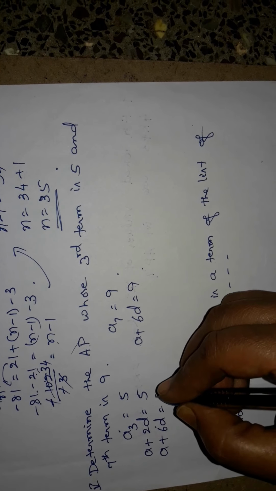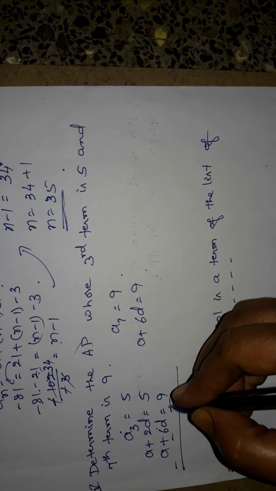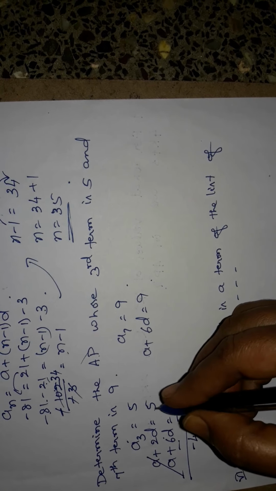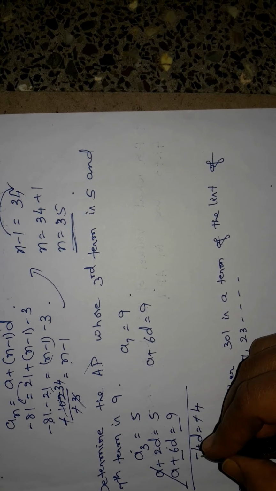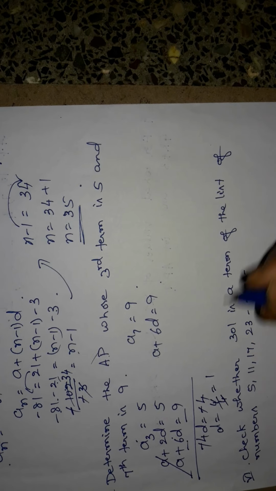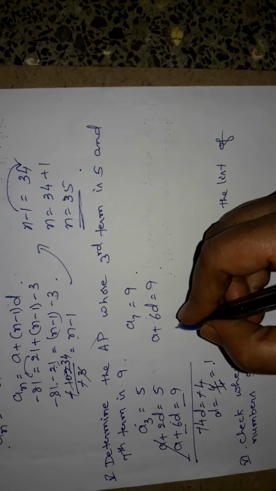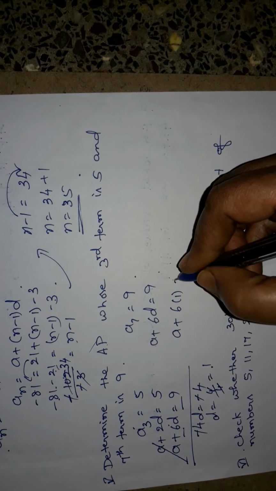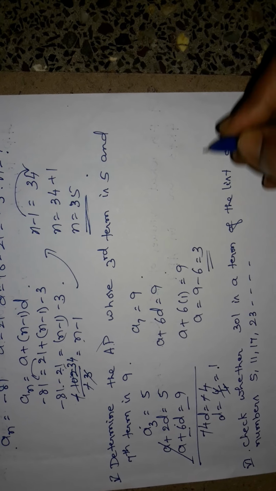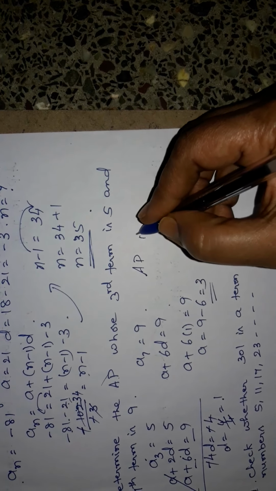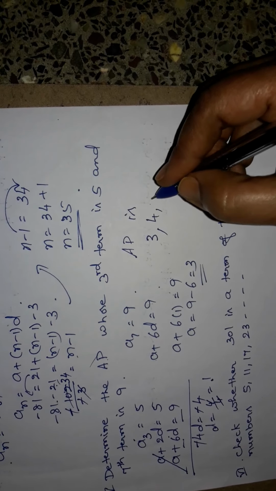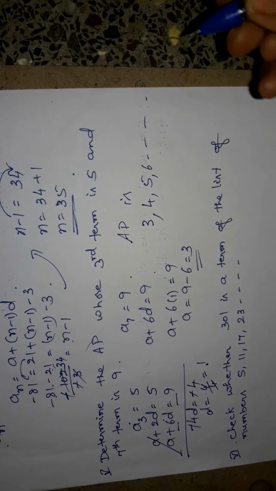A plus 6D is equal to 9. Change the symbol. A gets cancelled. Minus 6 minus 2, minus 4D. Minus 9 minus 5, minus 4. Both get cancelled. So D equals 4 divided by 4 equals 1. Now substitute this 1 in this equation. A plus 6 into 1 equals 9. A is equal to 9 minus 6, 3. Now we have to write down the AP. That is AP is 3 comma. First term is 3. By adding 1, 3 plus 1, 4, 5, 6. Enough. 3 or 4 terms you should write.